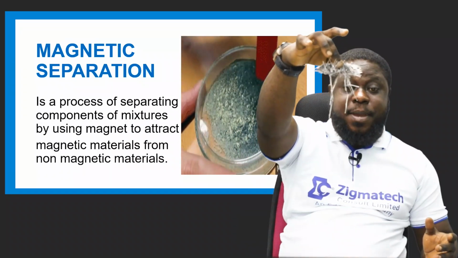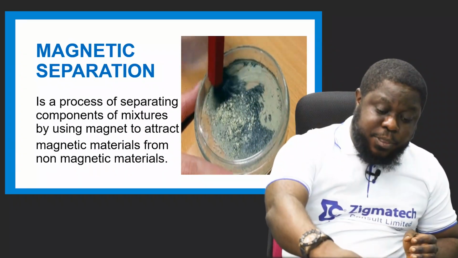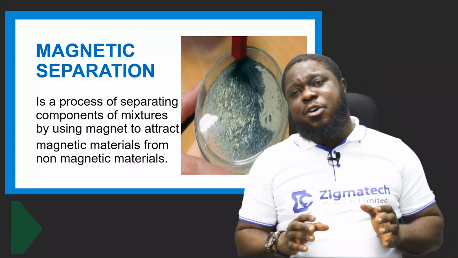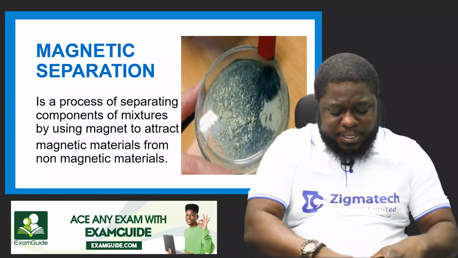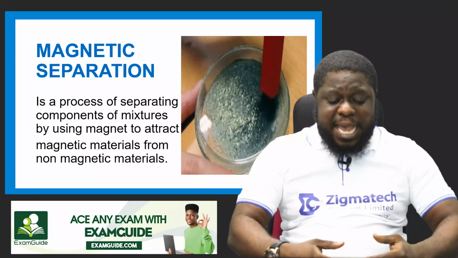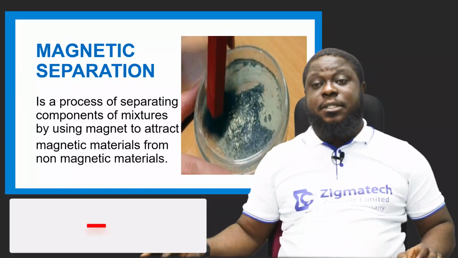Look at the magnet, look at the pins, and look at the beans. So I've separated the pins from the beans. This process is called magnetic separation. The beans now have been separated. Look at the beans in my hand. There's nothing inside anymore. So these are some of the methods we use in separation.